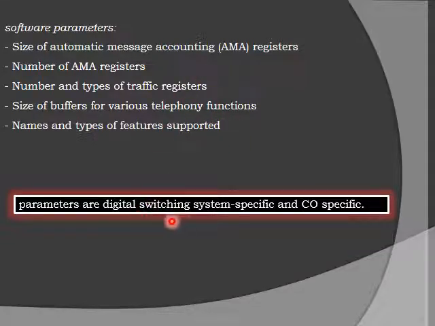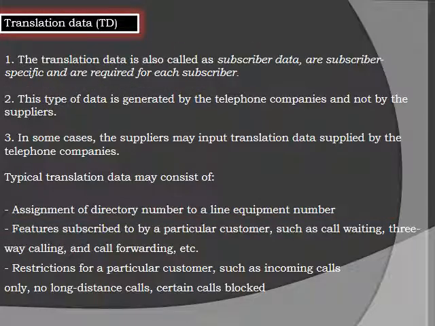See, all these parameters, hardware or software, which are looked into the tables of office data, are system specific, DSS system specific or CO specific. Okay, so this is how you can write about office data. So far we have seen switch maintenance software, switching software, then next office data, next translation data.